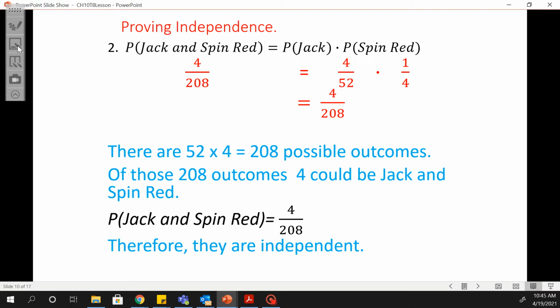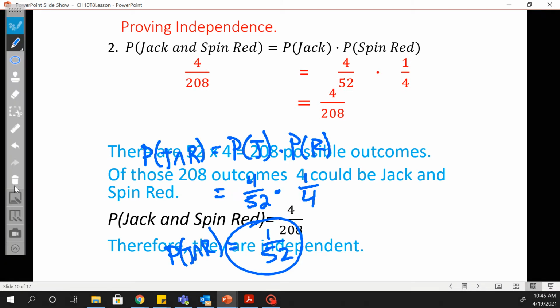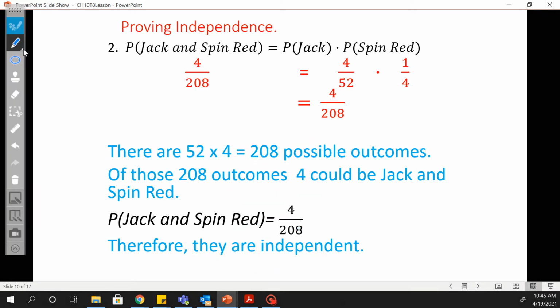So let's look at how we would prove the actual probability here. Okay, so we know that there are 52 times 4 different possible outcomes. So for the first event, there's 52 possibilities, and for the second event, there's 4 possibilities. So together, there's 208 different combinations of the events happening. Of those 208, 4 could be a jack and a red spin.